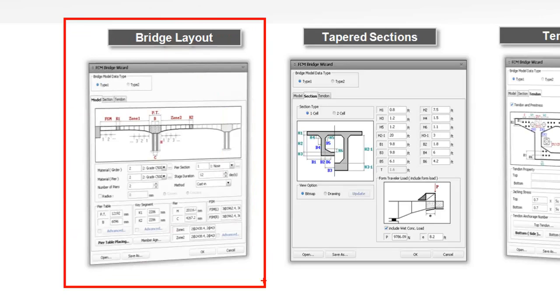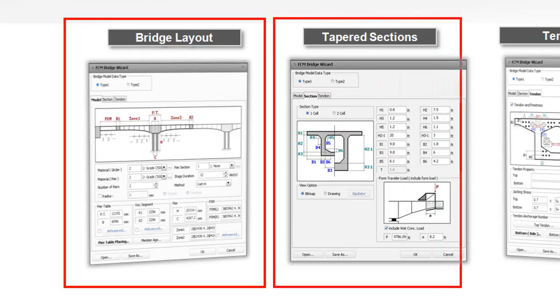So the wizard acts like an interactive Excel sheet. You can give material properties, the number of piers, the pier section, the curvature in plan. Okay, the method of construction, like whether you're going for a cast in situ or a precast method of construction. Also the pier table age, the different ages of the pier table, and the duration of each stage. Okay, also we can go for tapering sections. We can also define the section properties in the wizard.